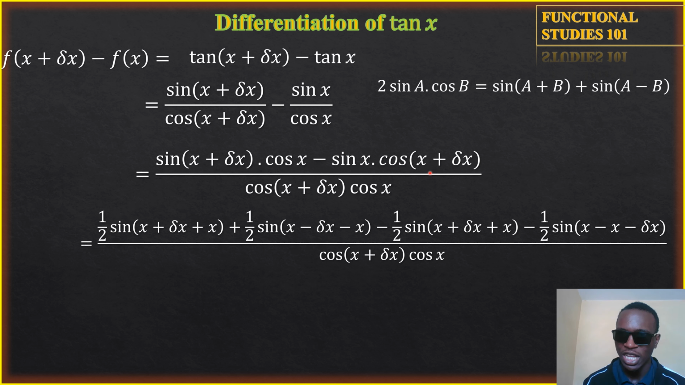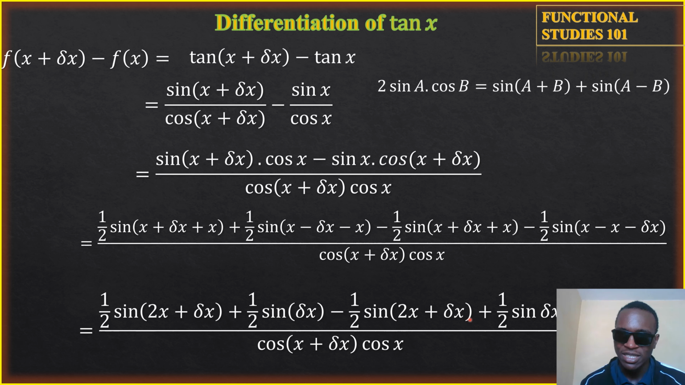All you have to do now is to simplify this. And doing that, you have x plus x is 2x. Then delta x remains. Down here, x minus x is 0. Remember I told you that this one was plus here, not minus. So you have plus delta x left. For the second one, x plus x is 2x. Then now we have delta x. Then here we have x minus x is 0. And you'll be left with sine of negative delta x.